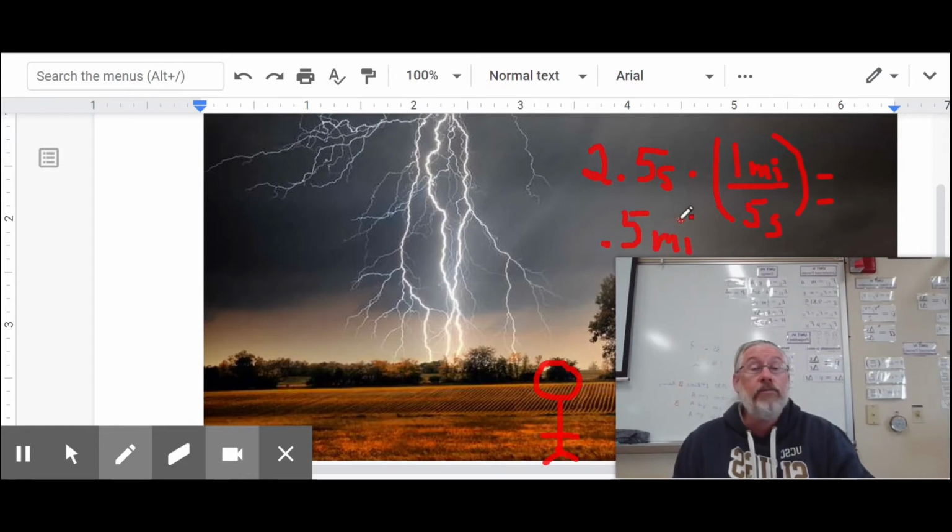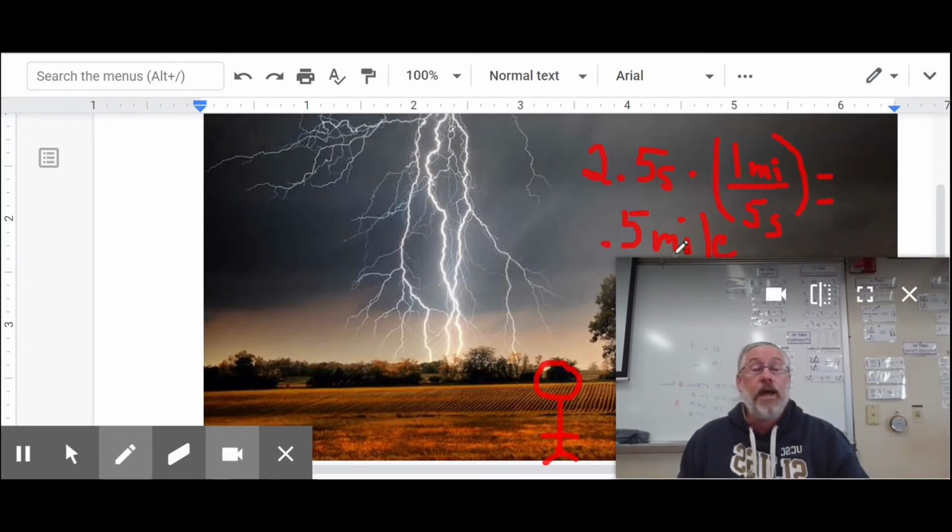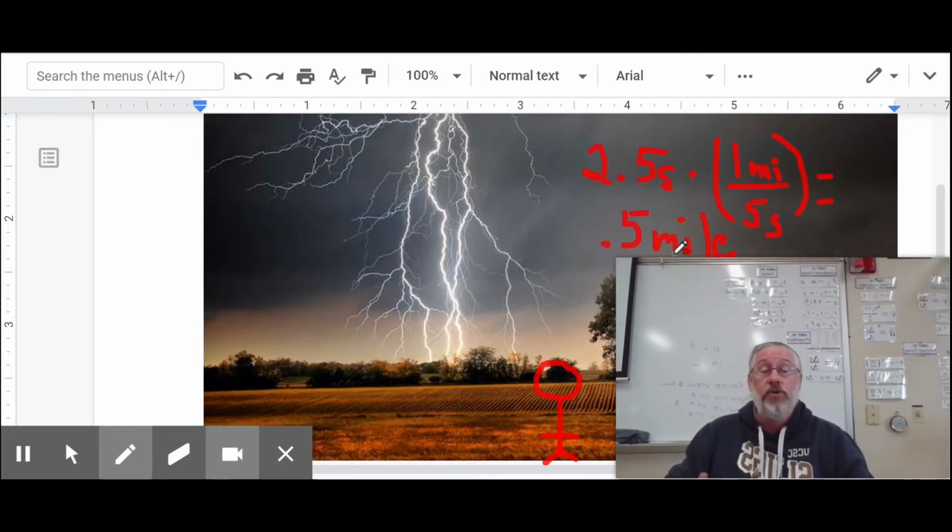So if you hear lightning or you hear thunder and you start counting after that, 1 Mississippi, 2 Mississippi, 3 Mississippi, and you get to 2.5 seconds, you know that that lightning strike was about a half mile from where you are.